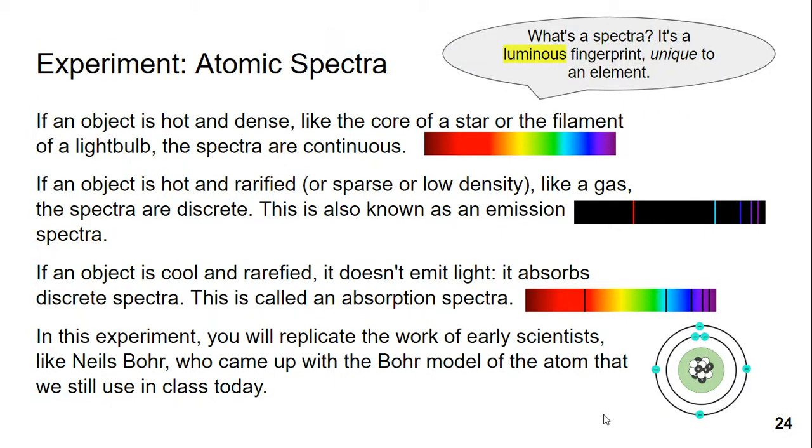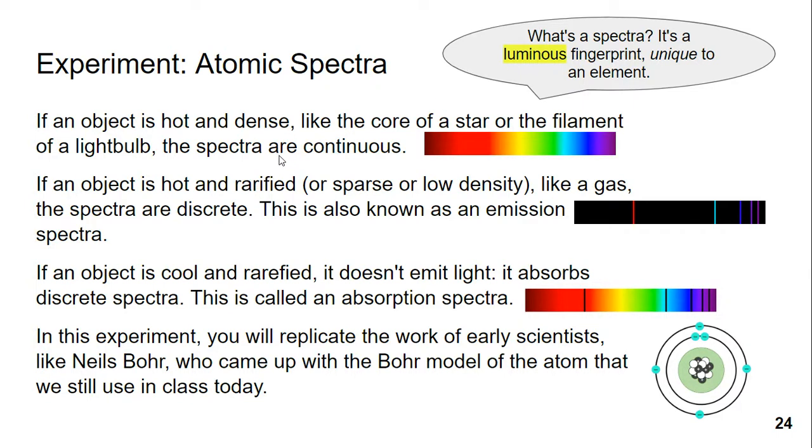For the second experiment, we're going to be learning about atomic spectra. Atomic spectra is a way to describe specific colors of light that are produced by specific elements on the periodic table. In this case, a spectra can also be compared to a fingerprint in the sense that it is unique to an element. The word luminous just means that it's a light-producing fingerprint.